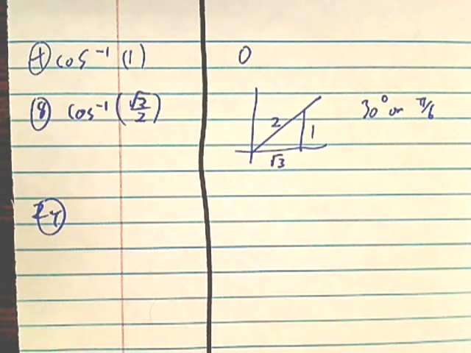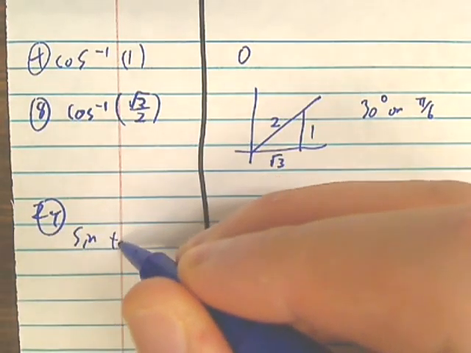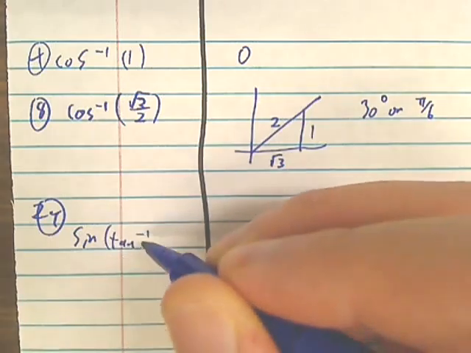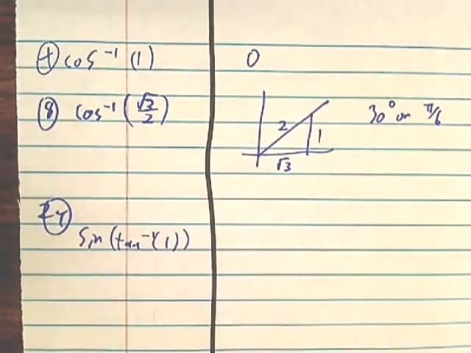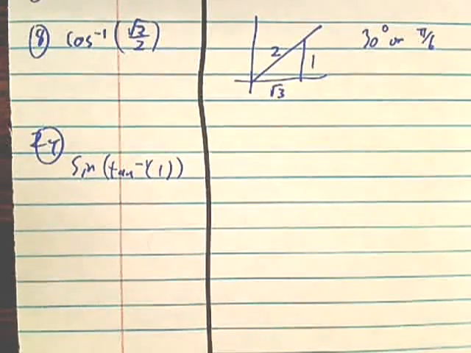So let's see. Number 24, sine of inverse tangent of 1. Okay, so first try to evaluate that, and then plug it into the sine. Go ahead and try it.